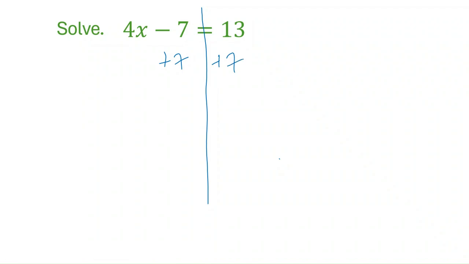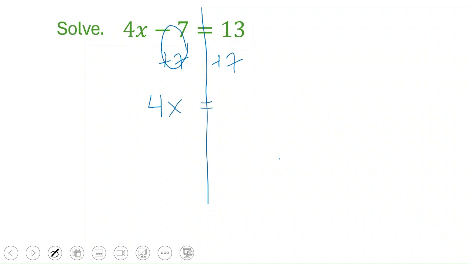If I do this right with an inverse operation and I'm dealing with addition and subtraction, I should get a 0, which is what I get there. What I have left on this side is 4x equals 13 plus 7. That equals 20.